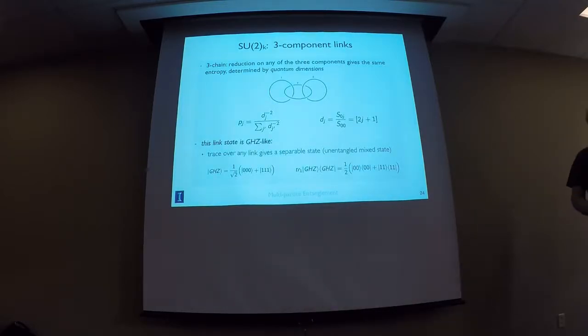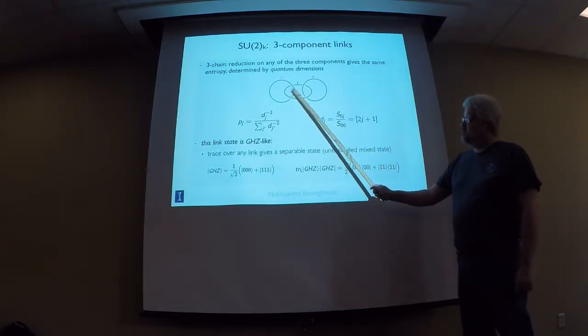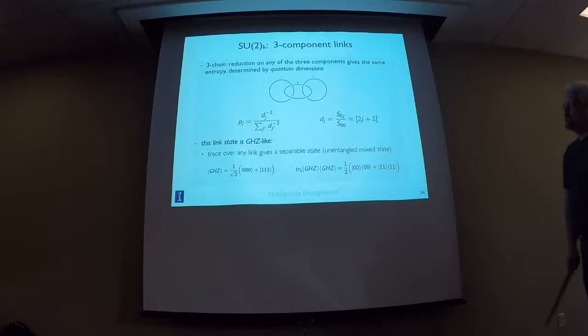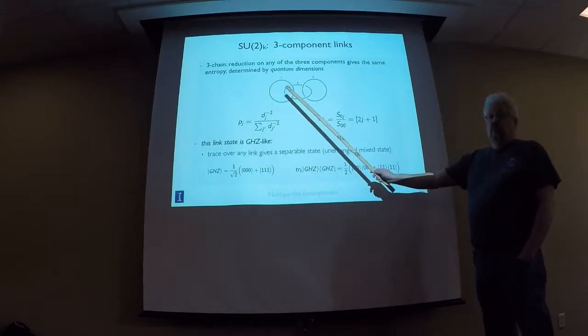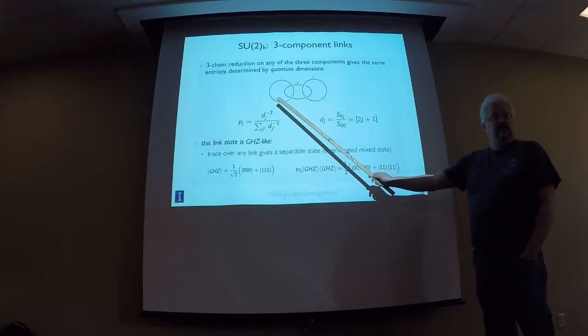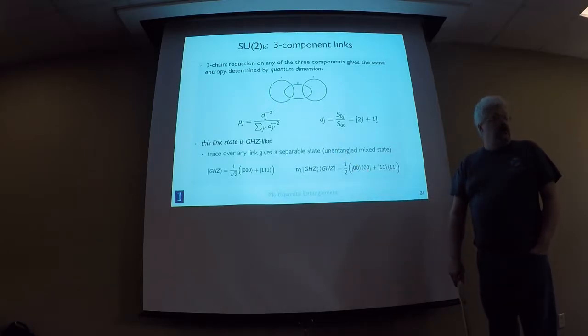Okay, let's go further. Let's talk about three-component links. The simplest version of that is where I just take a chain. You can sort of think of these things as Hopf links linked together in a chain. This is interesting because it turns out that if I take this and I trace over any one of the links, you get the same answer for the entanglement entropy.